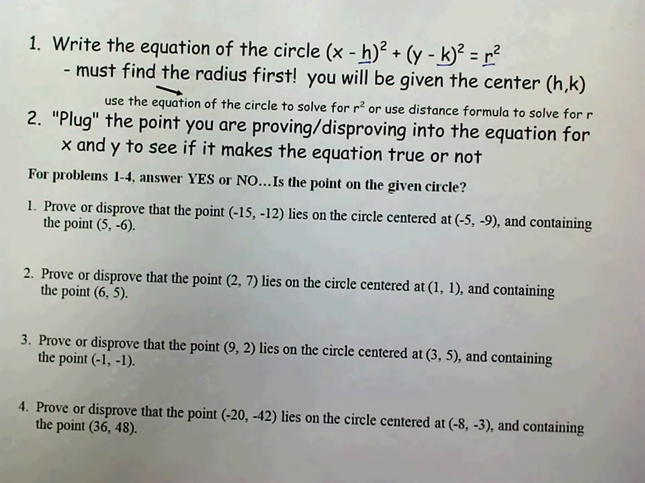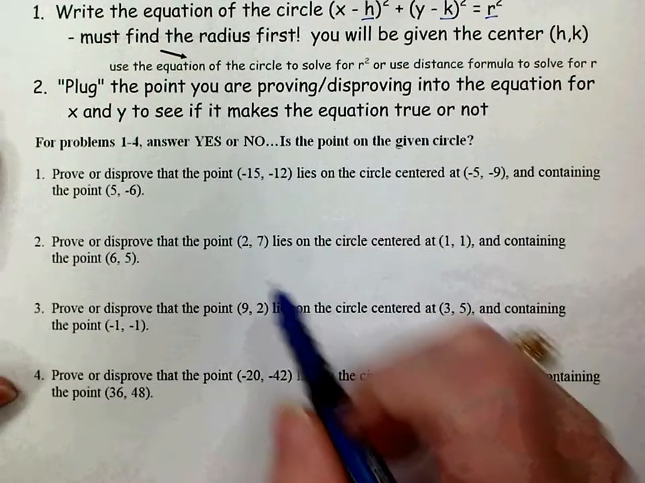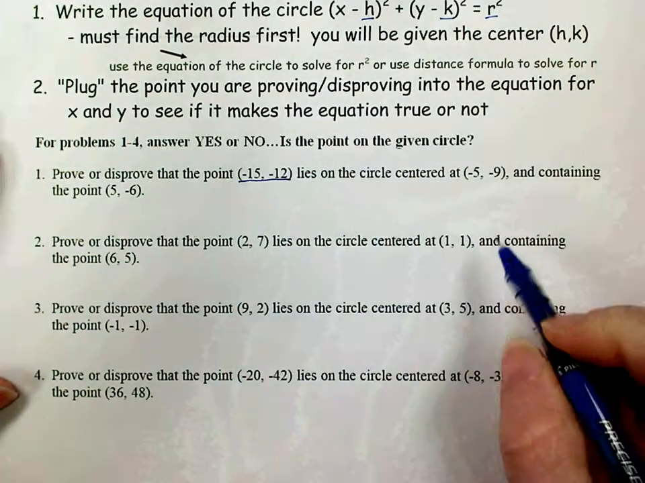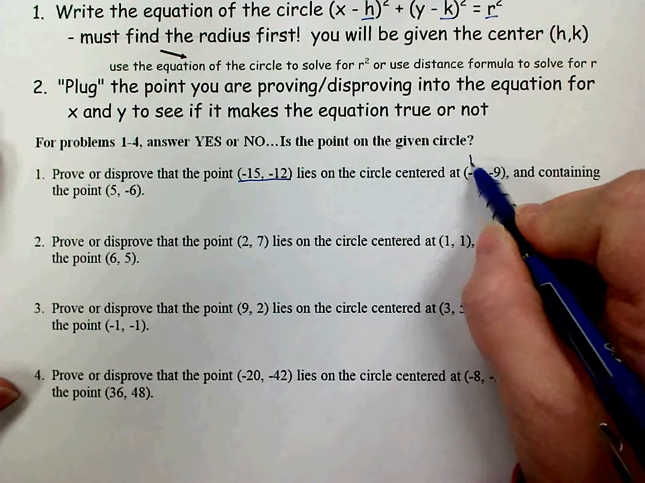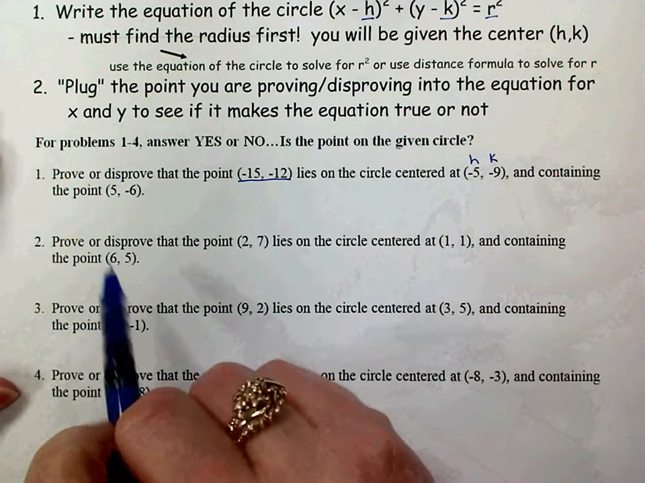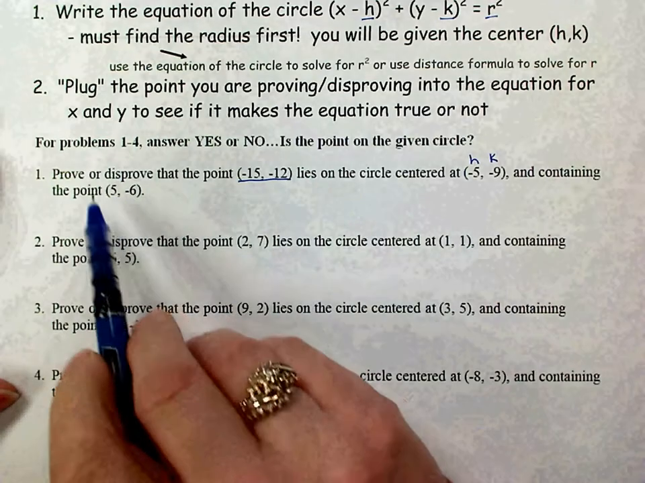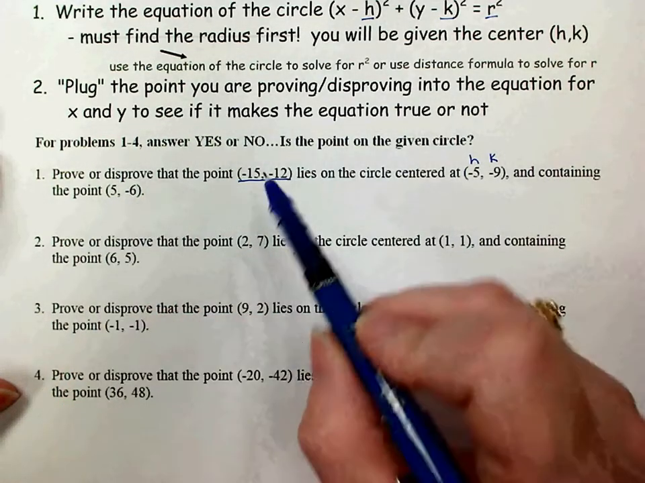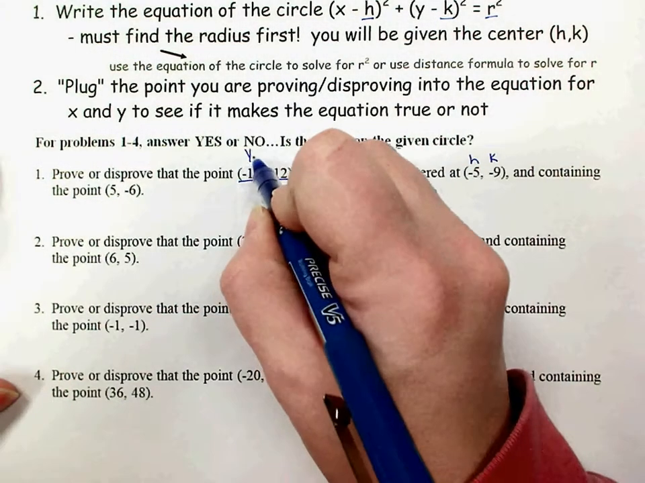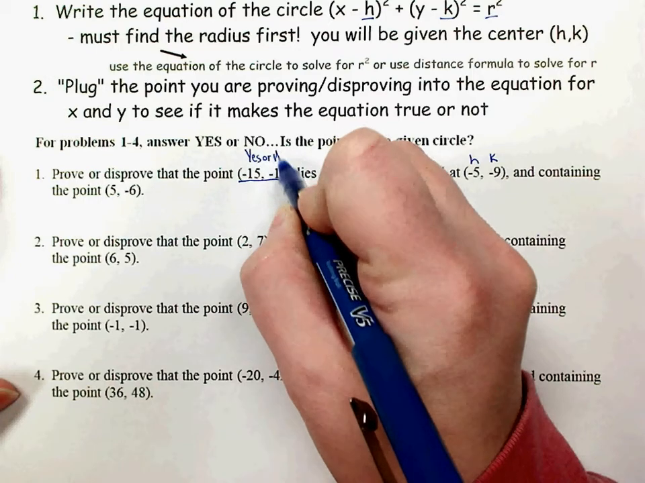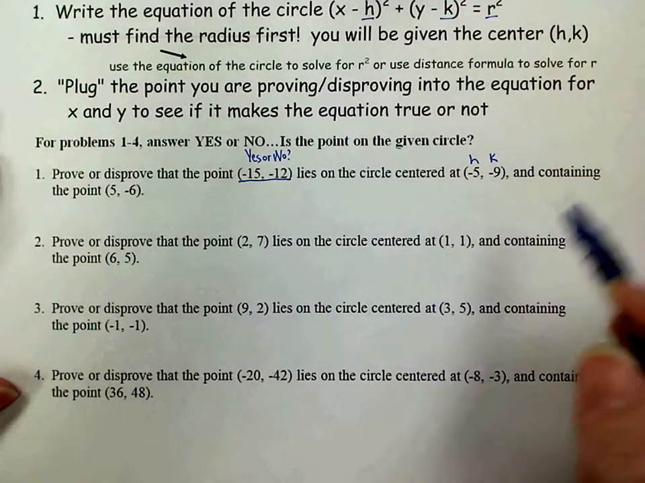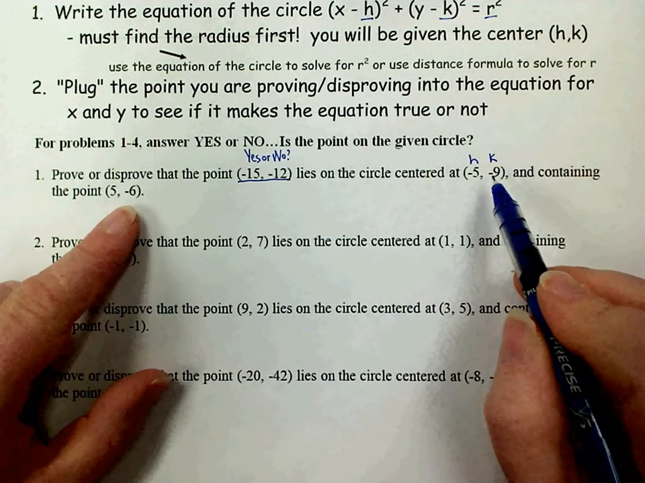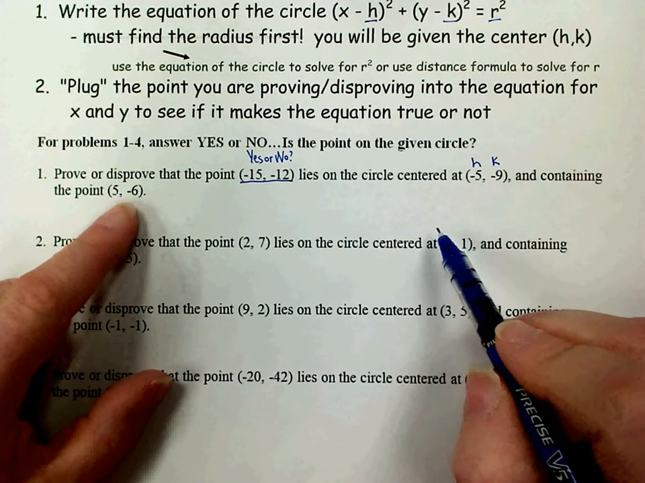So let's look at number 1. We want to prove or disprove whether this point lies on the circle that has this center, so this is my h and k, and contains this point. So we know for sure this is a point on the circle. We're trying to say yes or no whether this point is on the circle or not. So we're going to write the equation of the circle using this center and this point on the circle.